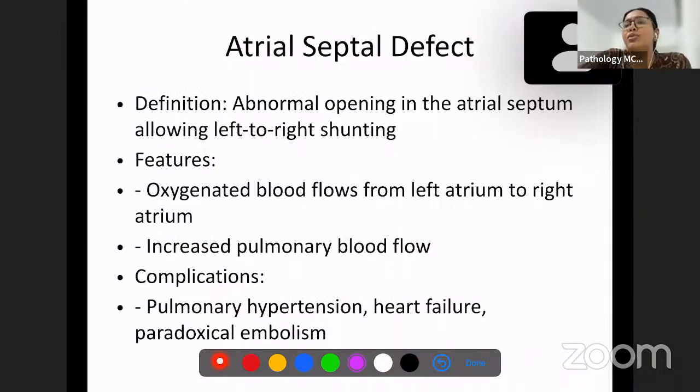Now we are going to discuss a few short answer questions. This one is atrial septal defect. What is atrial septal defect?